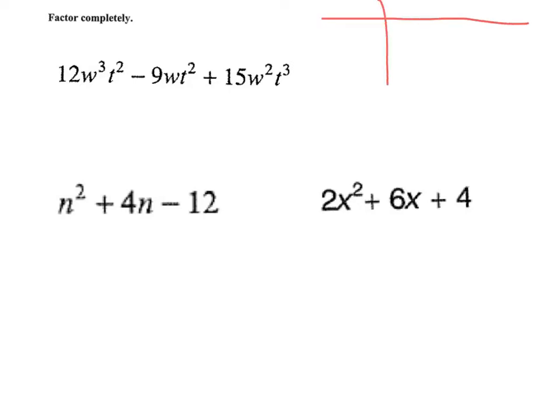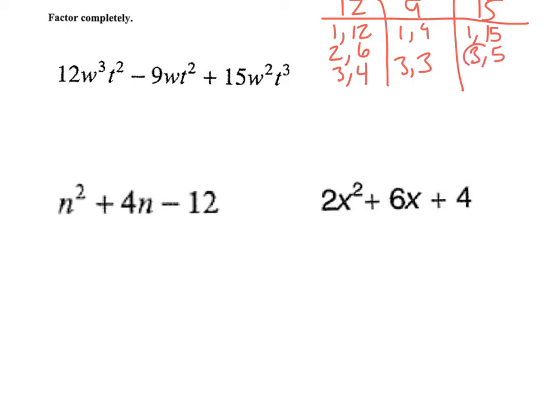If you're not sure how to find that, list the 3 coefficients and then list their factors. So the factors of 12 are 1 and 12, 2 and 6, 3 and 4. The factors of 9 are 1 and 9, 3 and 3. The factors of 15 are 1 and 15, 3 and 5. So you can see that the 3 is the greatest number they all have in common. So I know I'm going to be factoring out a 3.